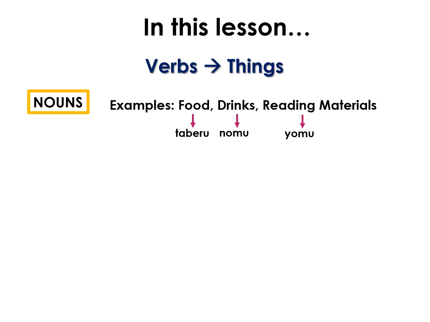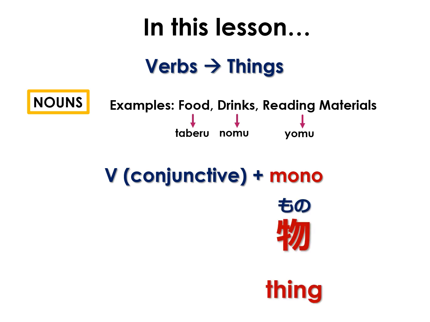The formula for this is to take the conjunctive form of the verb and add the suffix mono, which means a physical thing. In our previous lesson on nominalization, we learned that koto also means thing, but the kind of thing that is abstract, an idea. For this lesson, we cannot substitute koto and must use mono to mean things. Now, conjunctive plus mono doesn't work for all the verbs, but it does for many. We'll try to tackle most of them in this lesson.